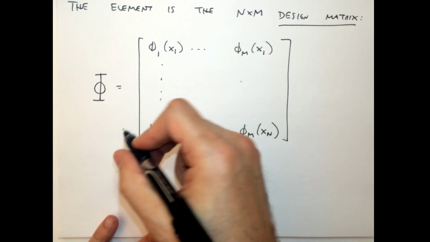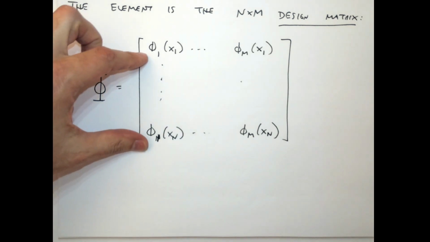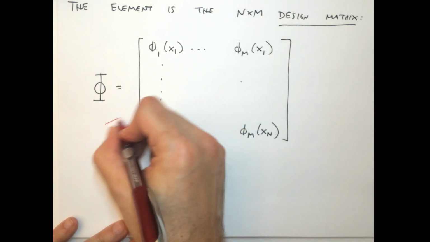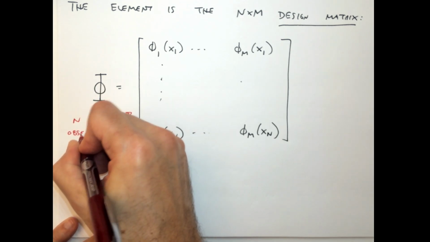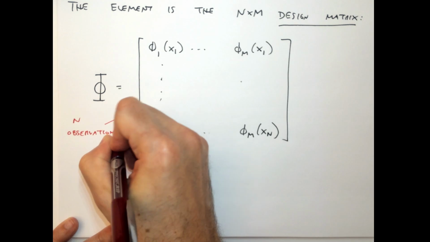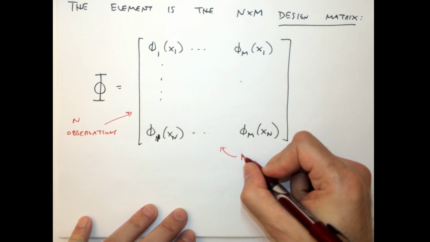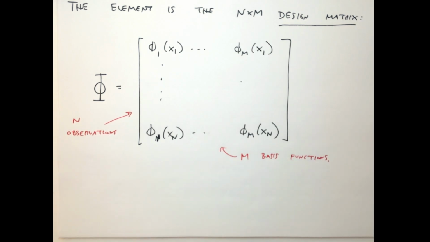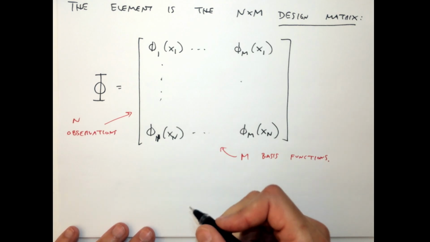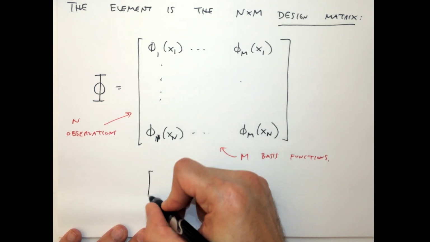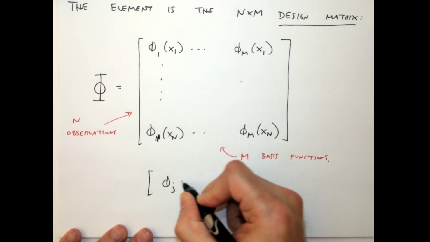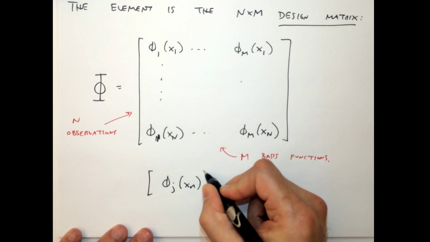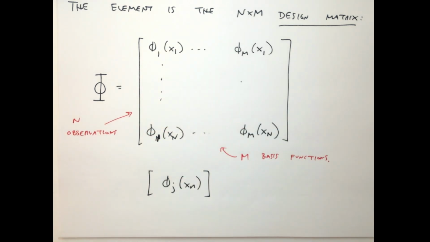Right, so this is like saying on this axis I have n observations going down the rows. And then across the columns, I have m basis functions. A different way of writing this matrix is like saying I have phi j of xn, right? Going down this way and going down that way. Okay.